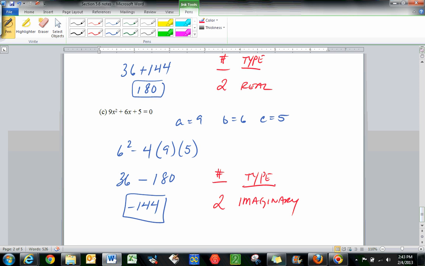Okay, so this example should give you the opportunity to know what you're going to be dealing with for your final answer before you even start.